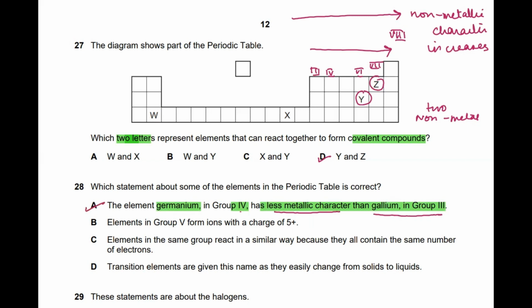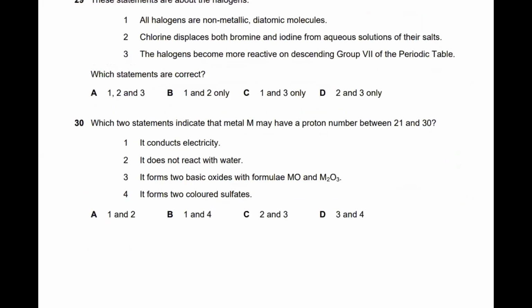Let's see why B, C, D are incorrect. Group 5 will have a charge of -3 because they will be acquiring 3 electrons to have a complete octet. C, elements in the same group react in a similar way because they all contain the same number. No, it's the same valence electrons they have, the outer shell electrons. So the valence electron is missing out, otherwise the statement is correct. The transition metal elements are given this name as they easily change from solid to liquid. Absolutely no.